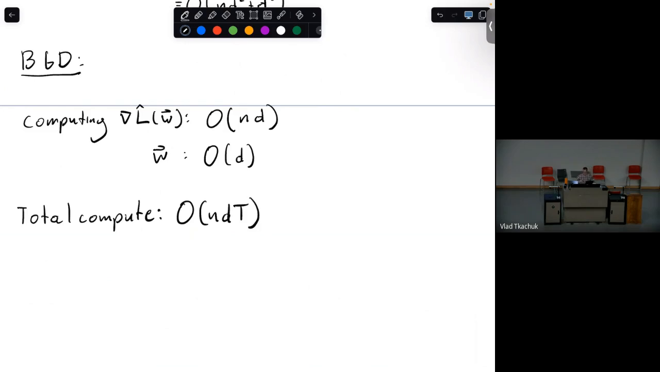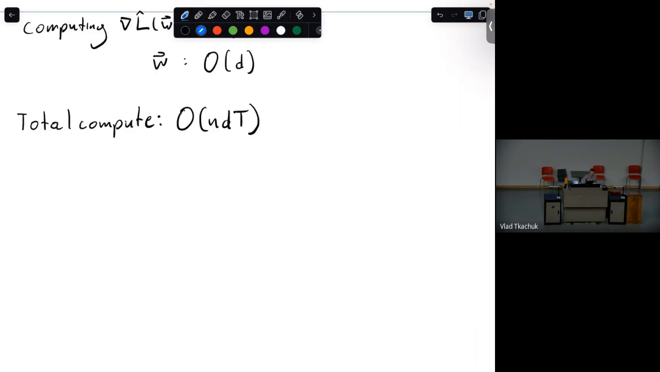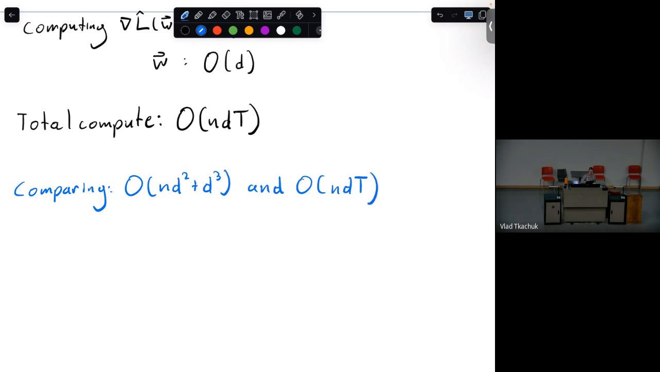Okay, so these are the two things to compare, closed form and gradient descent. We're comparing big O of n d squared plus d cubed and big O of n d T. To compare these, you can really just compare the two functions inside. So which function is bigger than the other? That's what we very quickly do. Let me just finish that.